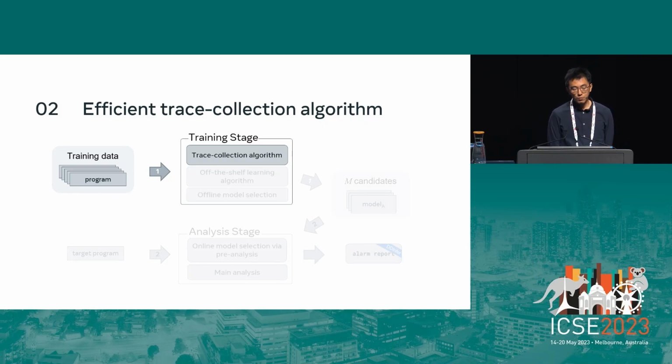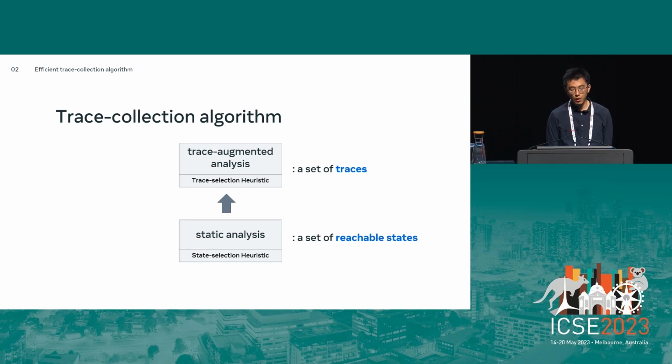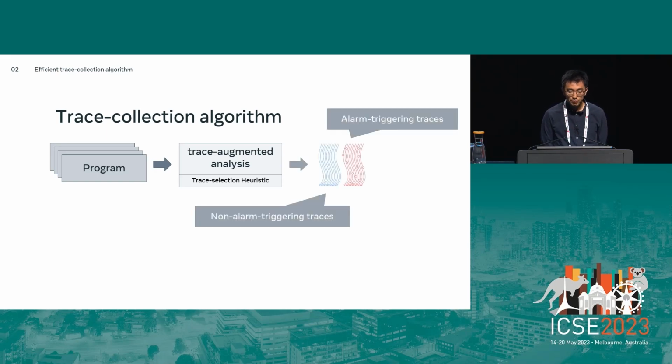We propose an efficient trace collection algorithm. It works like this. We have a given static analysis that produces a set of reachable states, and we extend it to a trace augmented analysis, which produces a set of traces. This extension is quite trivial because we just need to connect those reachable states as a line. For the training data, we analyze the training programs and produce alarm triggering and non-alarm triggering traces. Here, an alarm triggering trace means a trace in which we actually report some bug.